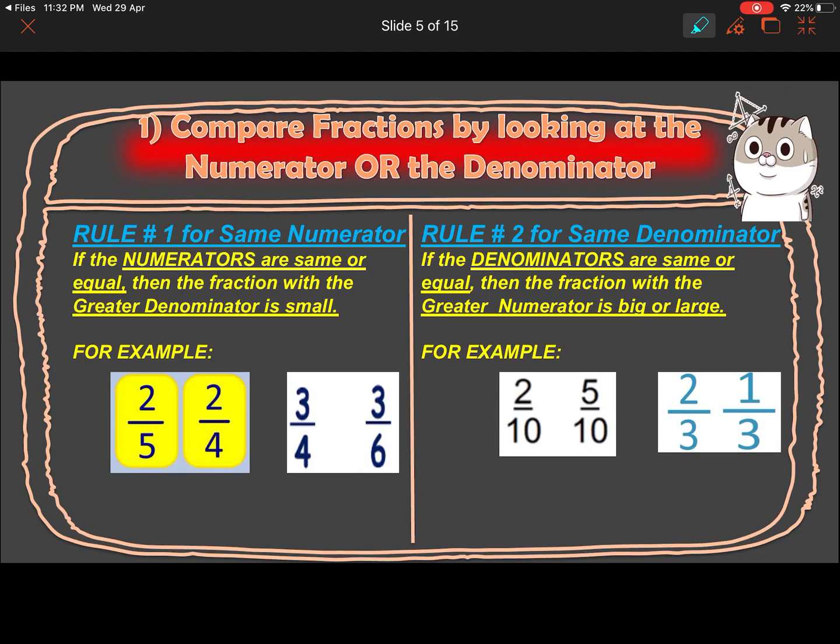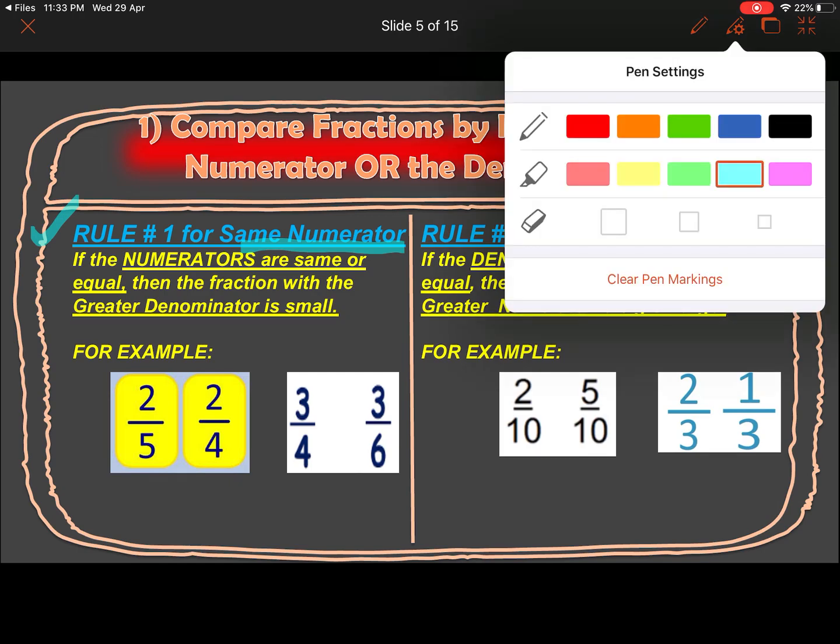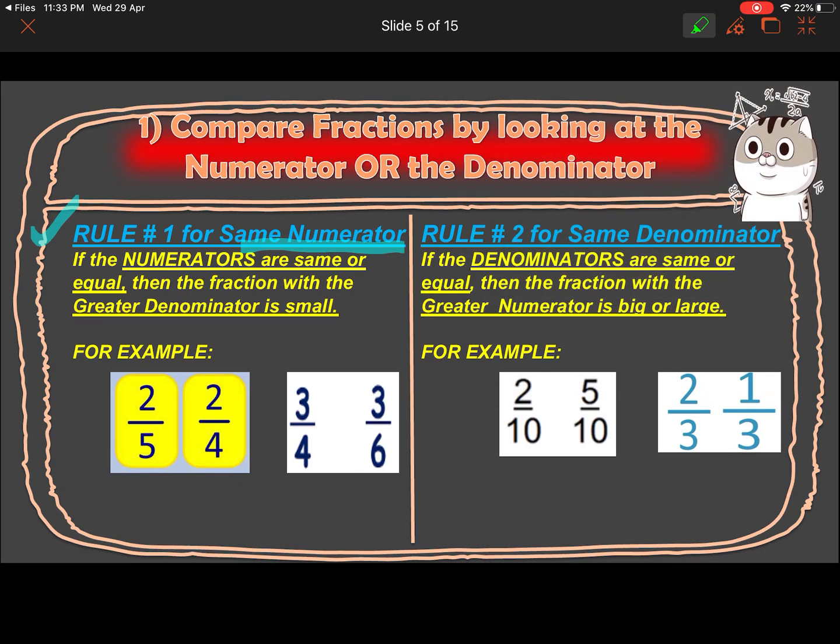Got it? Good. Now here, we are going to compare fractions by looking at the numerator or denominator. So there are several ways to compare the fractions. So rule number 1, check out rule number 1. For the same numerator, I am going to tell you the definition and I'm going to show you the example as well.